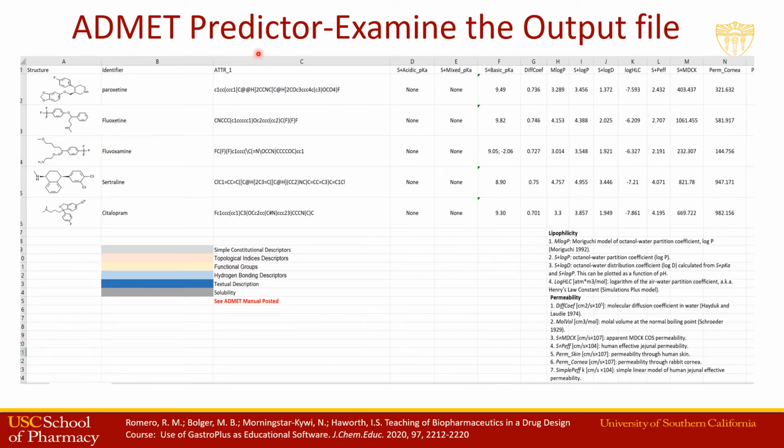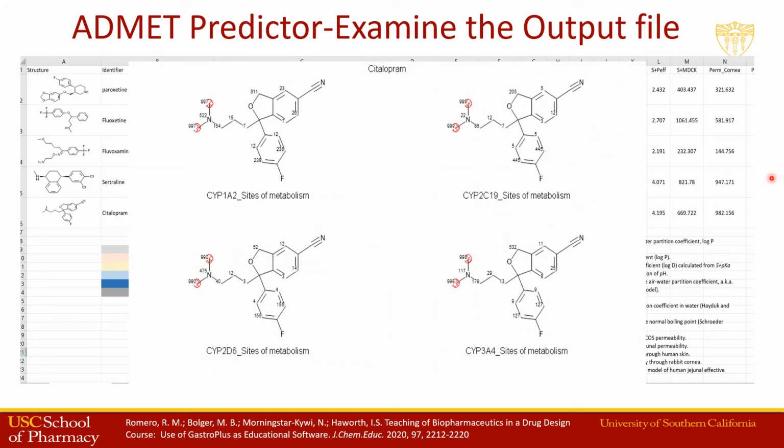ADMET Predictor can predict. So we go through that, we look at the structures, and we try to have the students examine this Excel file and try to pick out some of the biopharmaceutical properties that we're interested in. Here is what the sites of metabolism might look like when you do a calculation in ADMET Predictor. The red circles are indicating sites of metabolism or probable sites of metabolism in this example.